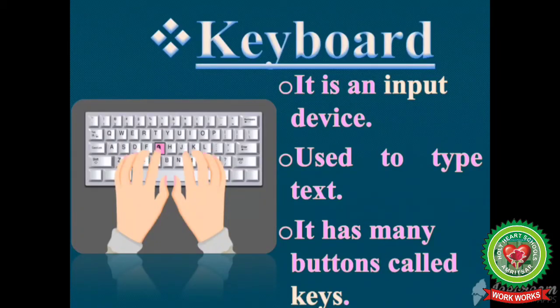Next part of computer we have keyboard. It is an input device. It is used to type text. It looks like a typewriter. It has many buttons called keys. We use these keys to type words, sentences and numbers.